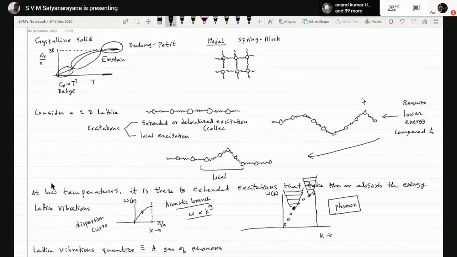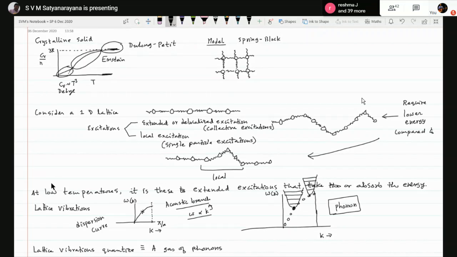Collective excitations, and this is essentially called a single particle excitation. Single particle, I mean that it can be a few particles also. Single particle excitation. So single particle excitations require higher energy than the collective excitations.